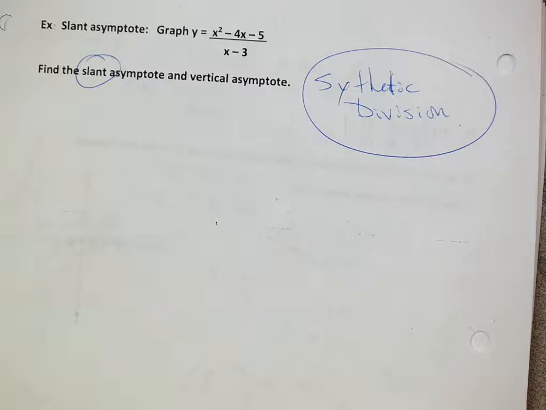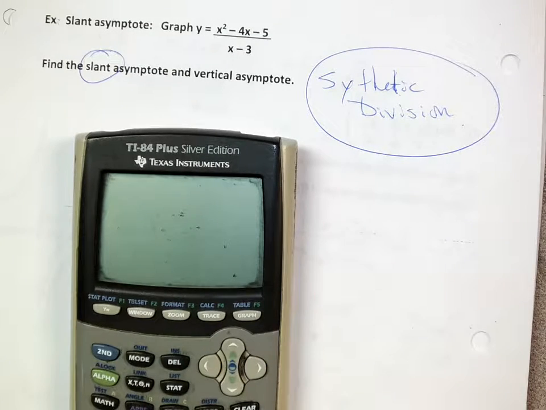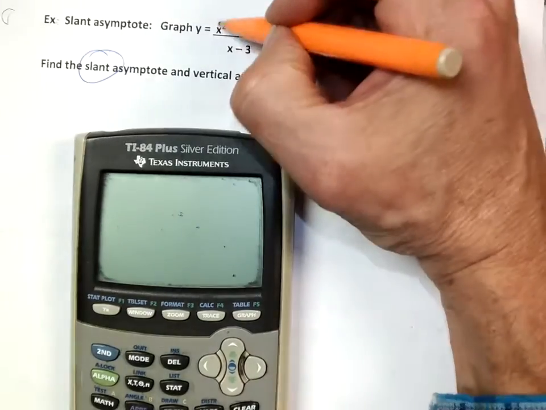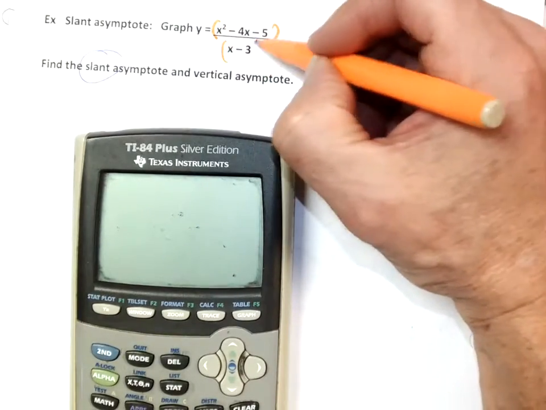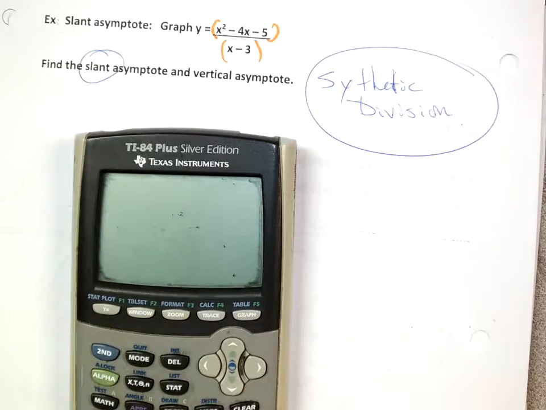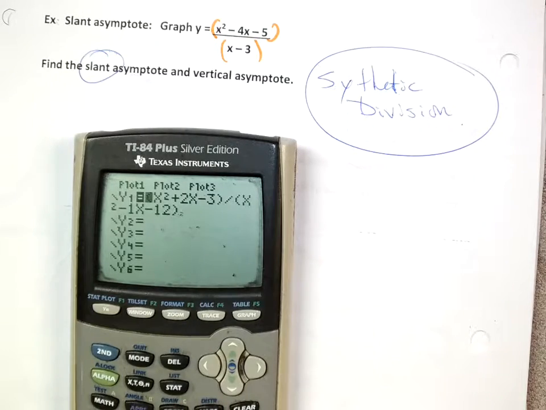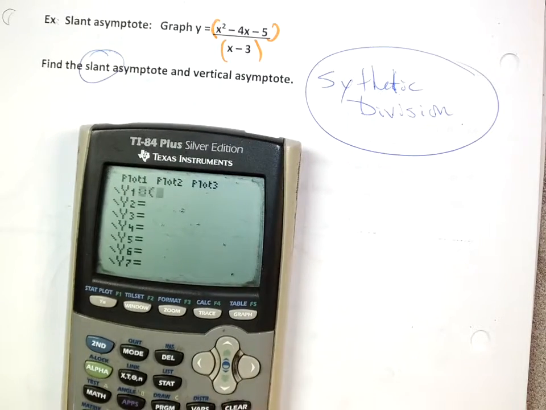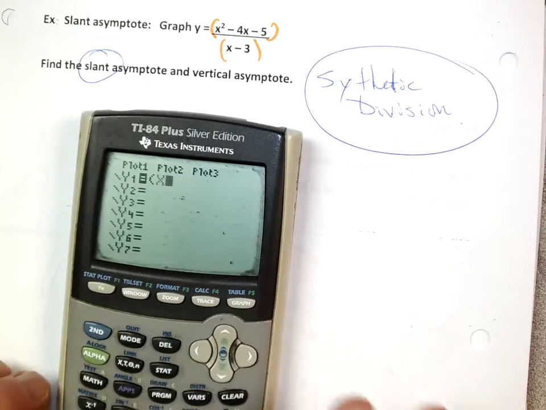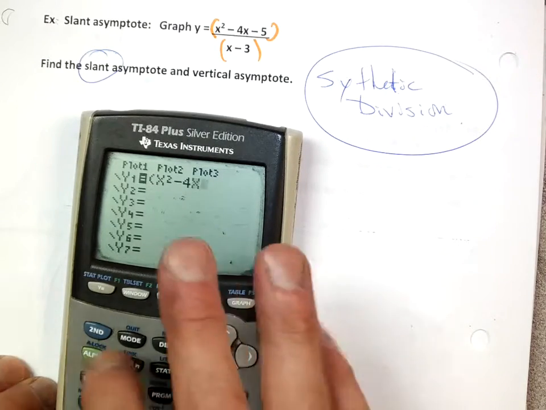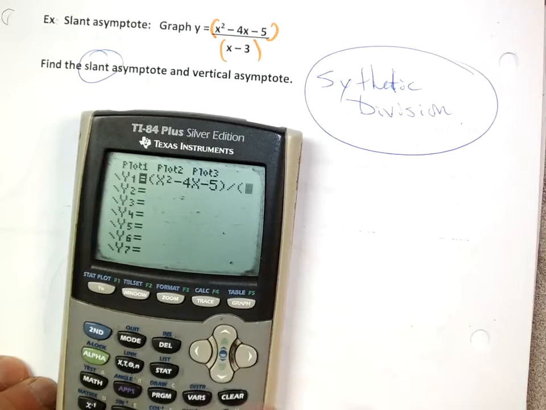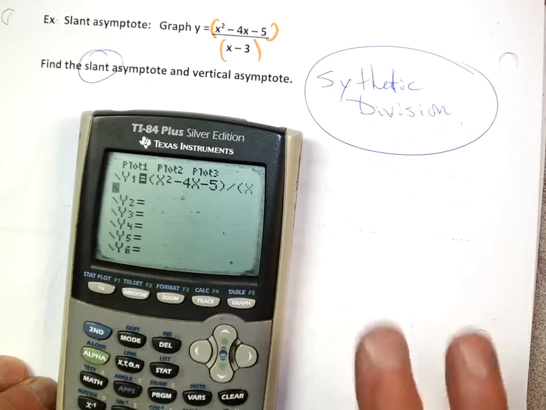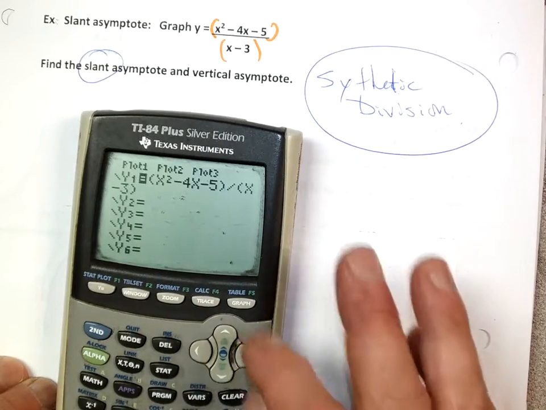So before we do anything, let's take a look at what it looks like. I like Lane's suggestion. Let's take a look at it first, see what's going on, right? So y equals, clear that, parentheses, x squared minus 4x, subtract 5, divided by parentheses, x, subtract 3, right? And graph it, okay?